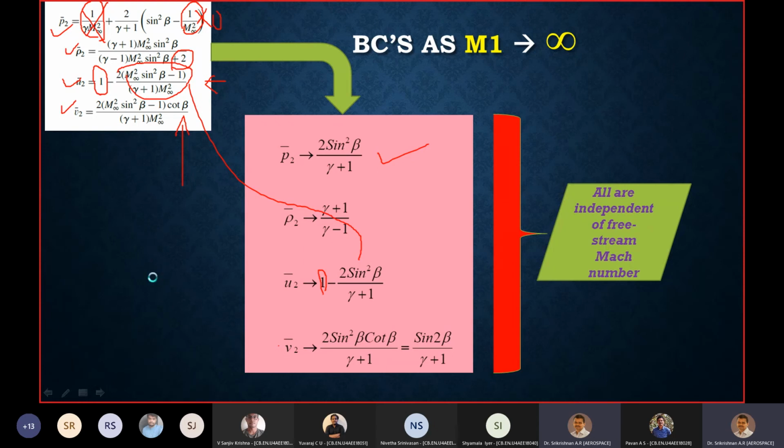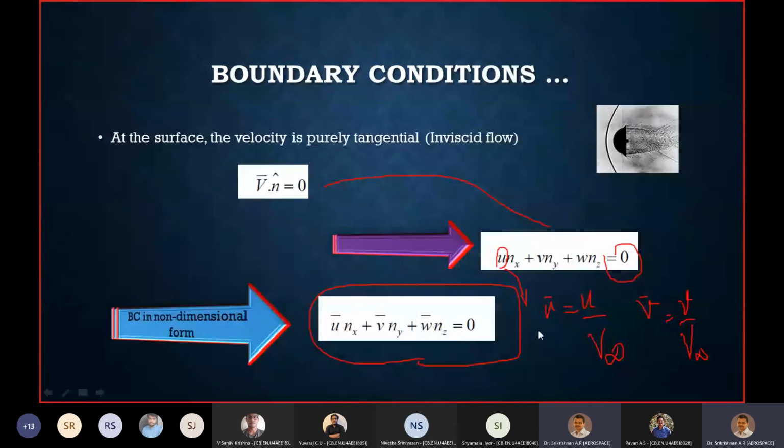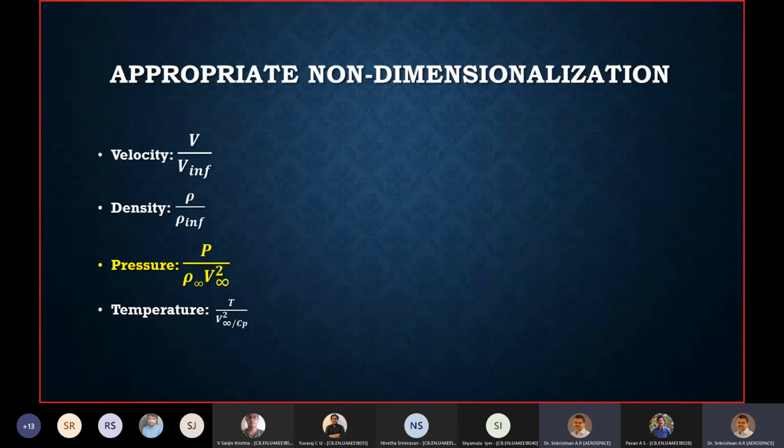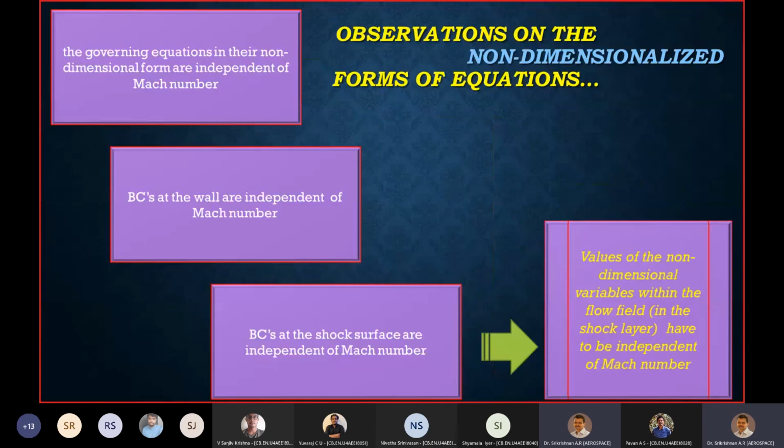How about the previous boundary conditions? On the surface, that also I have written u bar nx plus v bar ny plus w bar nz equal to 0. Here also we don't see any Mach number. That is, u bar is u by V infinity, etc. So the non-dimensionalized forms are not dependent on the Mach number implicitly. So on both sides, the boundary conditions are independent of Mach numbers.